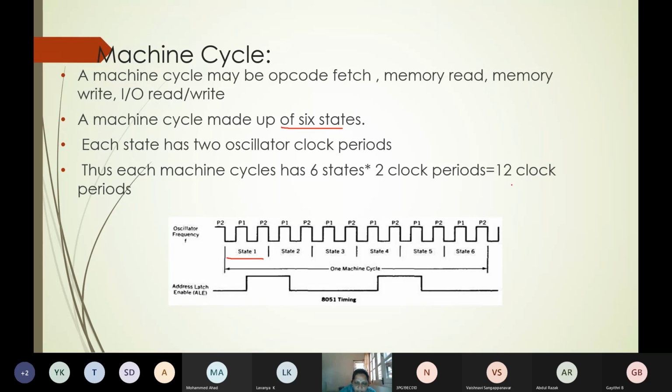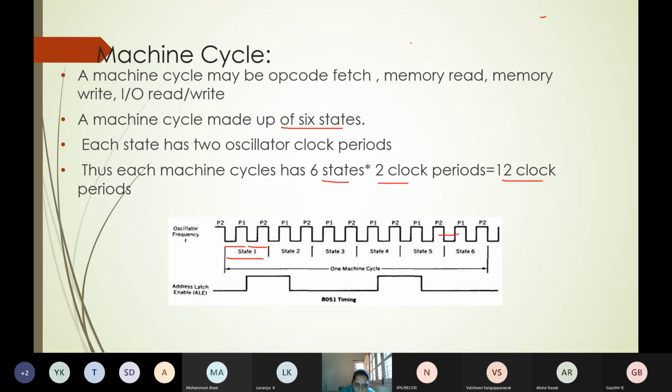If I observe one state, each state is having 2 clock pulses. This is one clock pulse and this is one other clock pulse. So each state is having 2 clock pulses, because of which we say that one machine cycle is having 6 states, each state having 2 clock pulses. So 6 states into 2 clock pulses is nothing but 12 clock pulses or 12 clock periods.